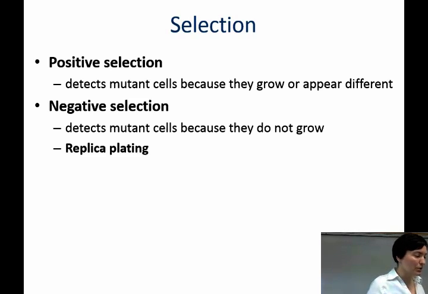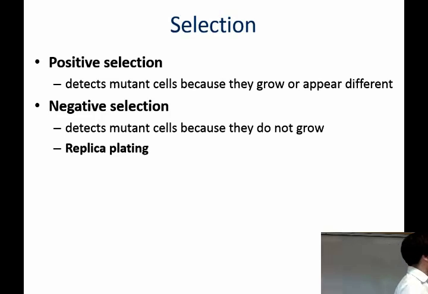So what we'll usually do is expose a population to something that will kill them and look for the guys that survive, and they have now mutated to be resistant to something. Negative selection is when we're looking for the other kind of mutation, a mutation that knocks out a function. So perhaps it could be something like normally this guy makes tryptophan, and we're looking for a mutation in one of the enzymes that makes tryptophan. So now we're going to look for things that don't grow.